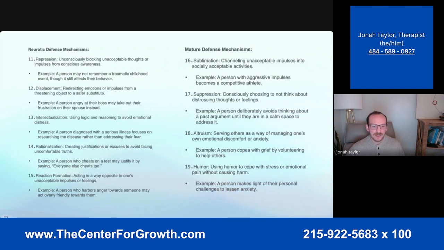Another is intellectualization, using logic and reasoning to avoid emotional distress. A person diagnosed with a serious illness focuses on researching the disease rather than addressing their fear. Then we have the mature defense mechanisms. We already talked about sublimation. In addition to that, there's suppression.